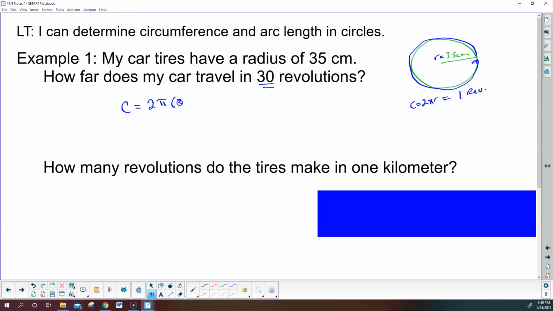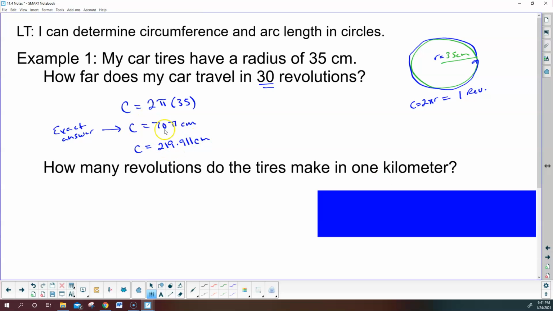2 times pi times 35. Now, 2 times 35 is 70. If I call that 70 pi, this is considered my exact answer. I just want you to be aware of that. When we say exact answer, it means you just leave pi in it. If you want a rounded estimate, then you're going to do 70 times, and use the pi button in your calculator. Don't use 3.14. The reason why is the pi button is more accurate, and we always want to round to 3 decimals.